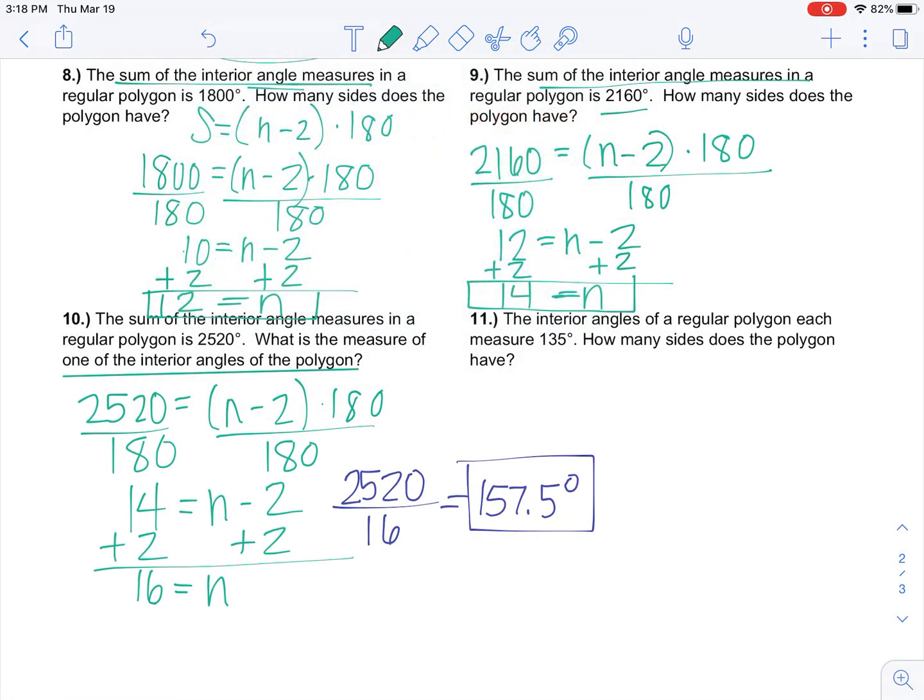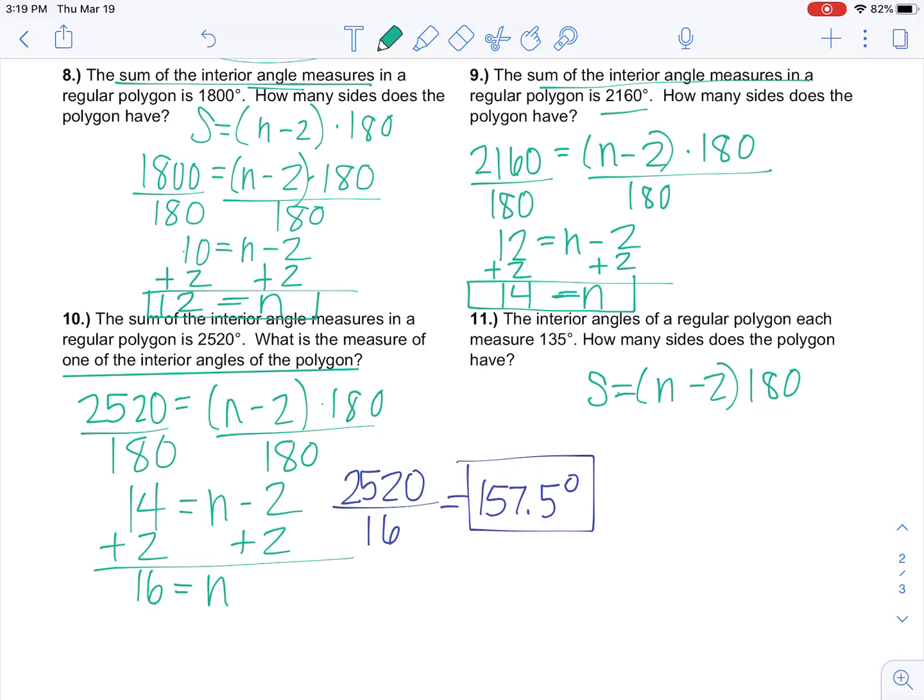Last problem, number 11. In number 11, the interior angles of the regular polygon each measure 135 degrees. How many sides does the polygon have? So the only thing we can really work from is this right here. So we know that we have 135 for each angle measure by itself. How many sides does the polygon have? We don't know the number of sides and we don't know the total.